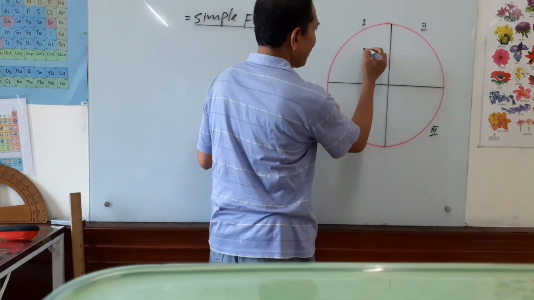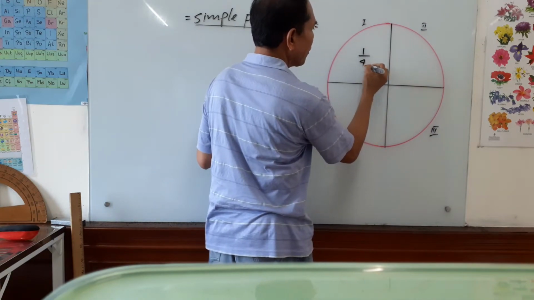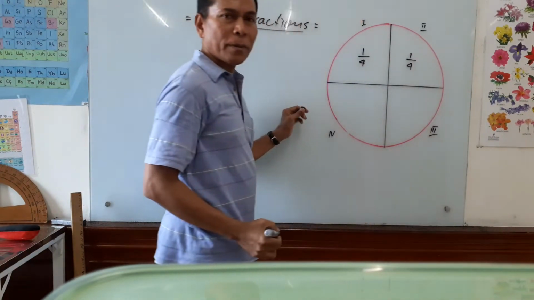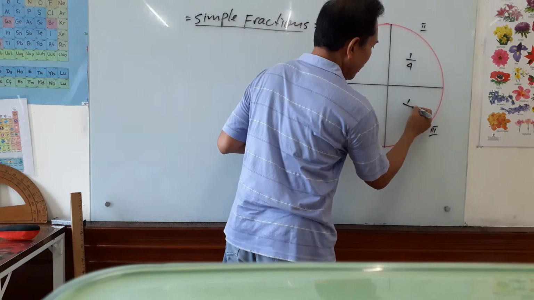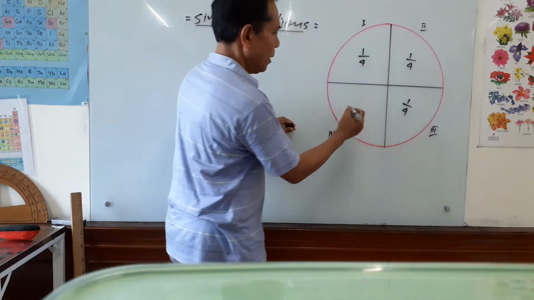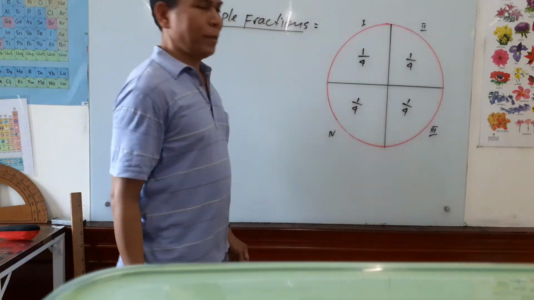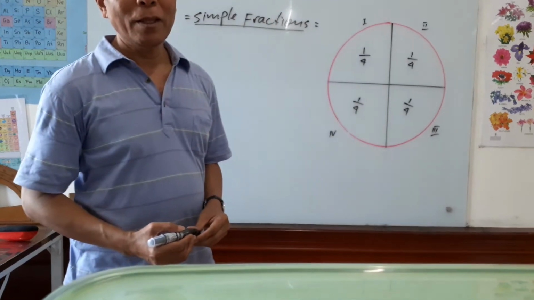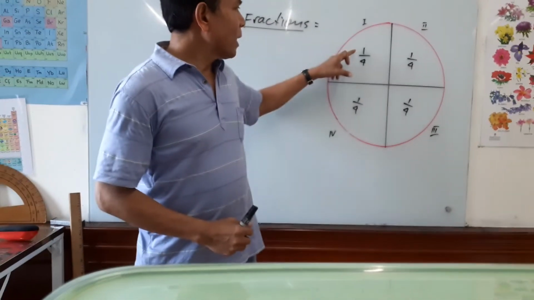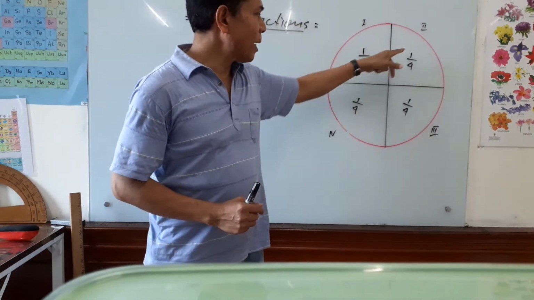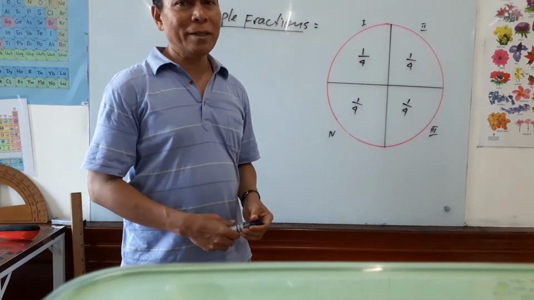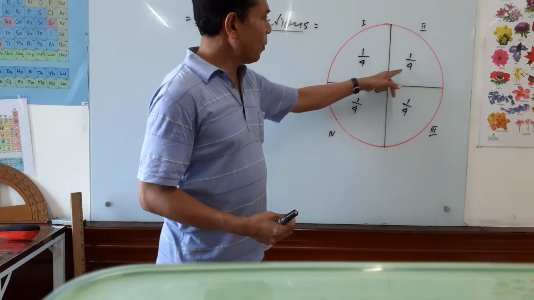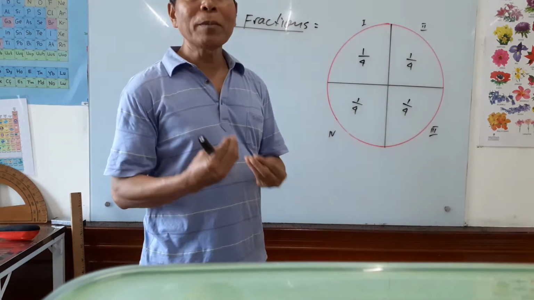Okay, we see here, this is 1/4. Here, 1/4. And here, 1/4. And here, 1/4. Okay? So 1/4, 1/4, 1/4, 1/4. Now, in math, the number on the top, we call as numerator. Okay? We call as numerators. And this here, 4, 4, 4, 4, we call them denominators.